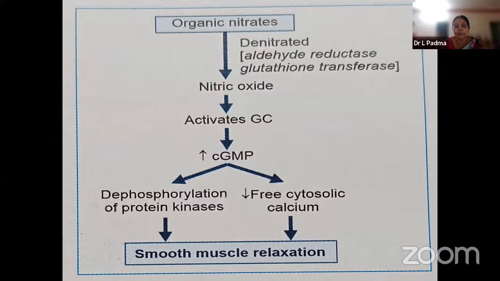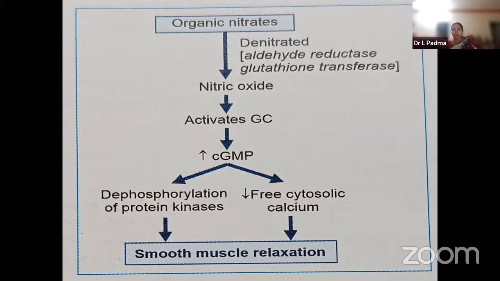Now this again I have shown you in a little more molecular form, where they get denitrated, and aldehyde reductase and glutathione transferase is formed, which is very minimal in our body. It has to keep on getting formed in the liver. So if you keep on giving too much, then it results in nitrate tolerance. These will get converted to nitric oxide, which activates guanylate cyclase, increases cyclic GMP, and dephosphorylation of protein kinases will occur, and parallelly there is free cytosolic calcium.